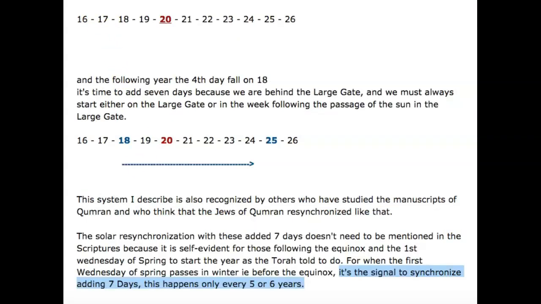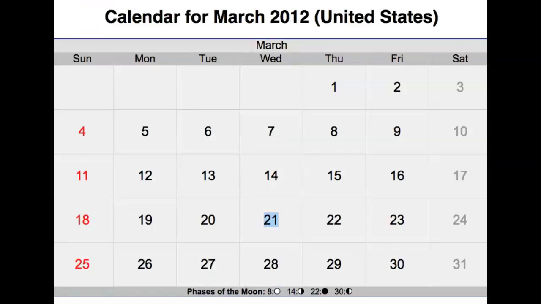And this is the resynchronization that must happen in order to keep the cycle going and to keep the 364-day cycle going and the Shabbats all intact. It's the signal to synchronize adding 7 days, and this only happens every 5 or 6 years. And now we're going to have a practical application just so you can see it for yourself.